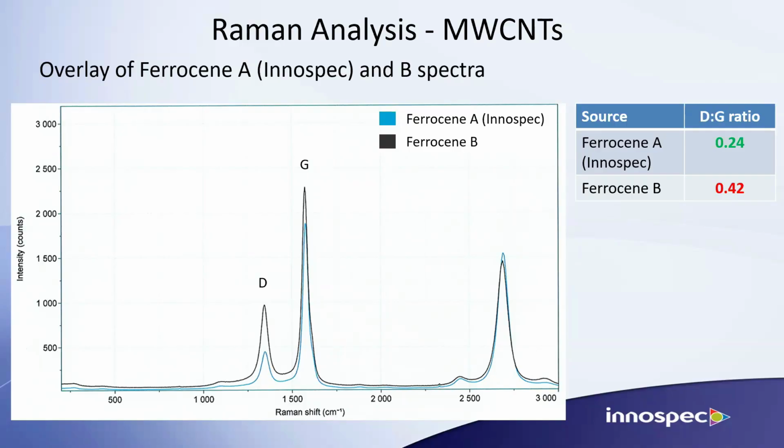Ferrocene A samples are shown in the light blue, and they show a less intense D band, consistent with fewer structural defects, whilst the ferrocene B samples shown in black show a more intense D band. And so we also used SEM imaging to further support the Raman observations.